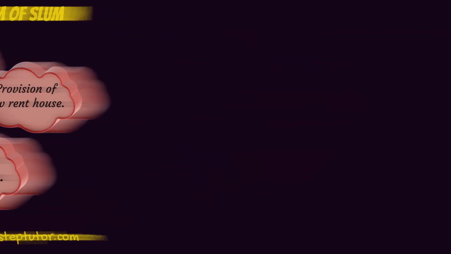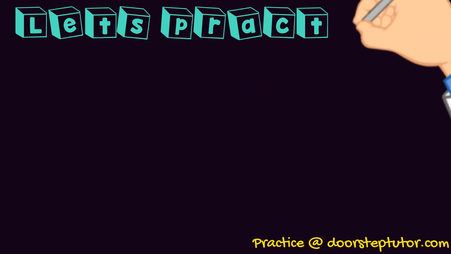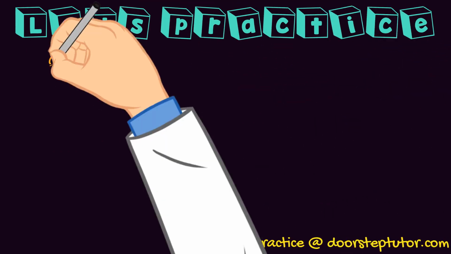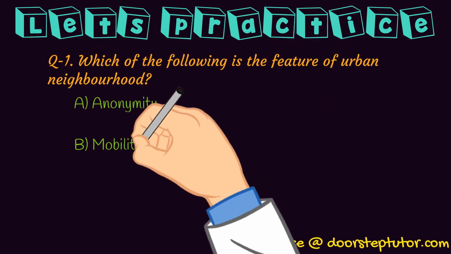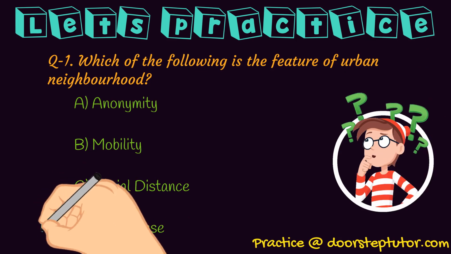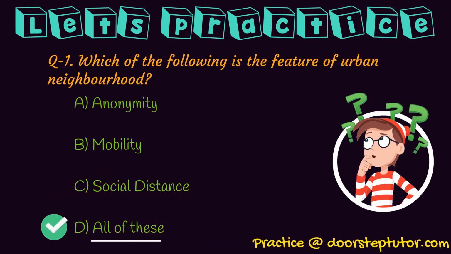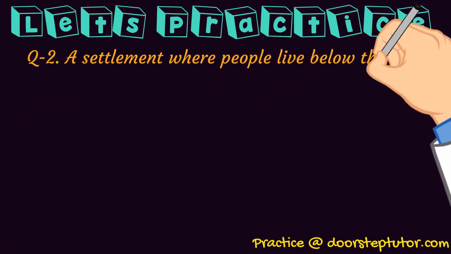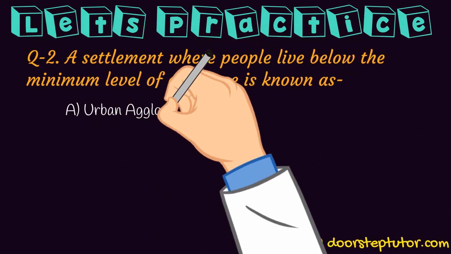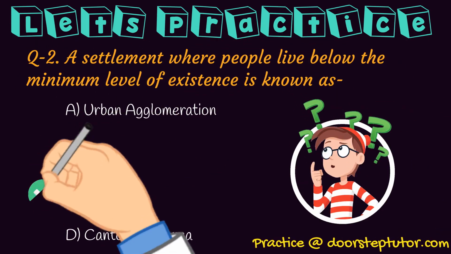Now, let's recall what we have learned so far through these multiple choice questions. Question number 1, which of the following is the feature of urban neighborhood? Here, the correct answer is option D, all of these. As we have learned before, urban neighborhoods possess features like anonymity, mobility, and social distance. Now, question number 2, a settlement where people live below the minimum level of existence is known as. The correct answer is option C, slum.